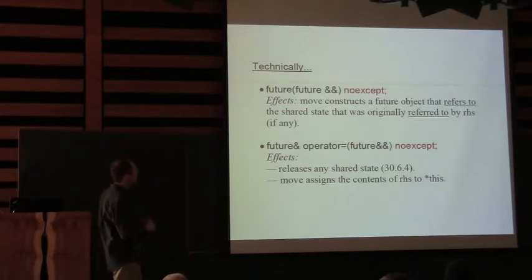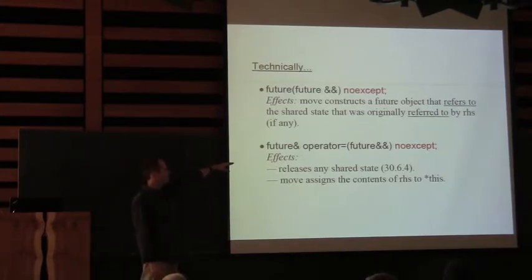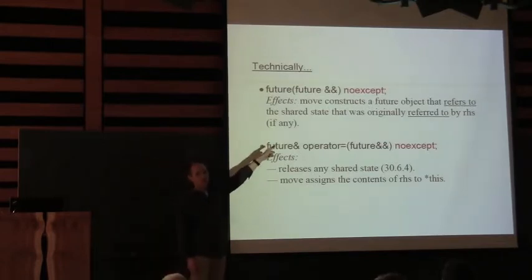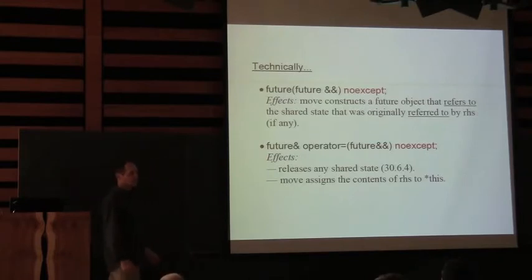Slight little problems. Technically, futures' move assign and move constructor are noexcept. But in my case, I'm moving the value if it's already there, which could throw an exception. So, in fact, you can't do any of this just because it says noexcept. I guess you could swallow the exception or something. That would make it noexcept, but it's not very nice.